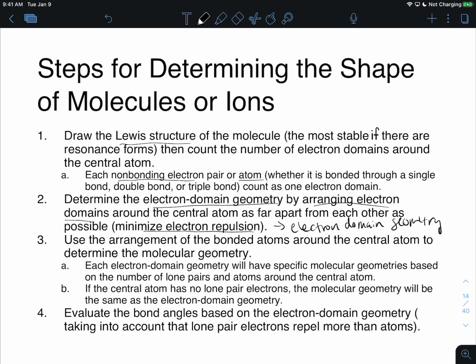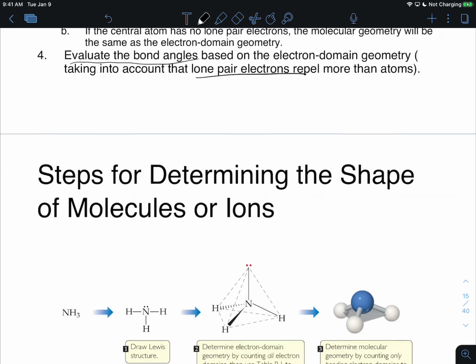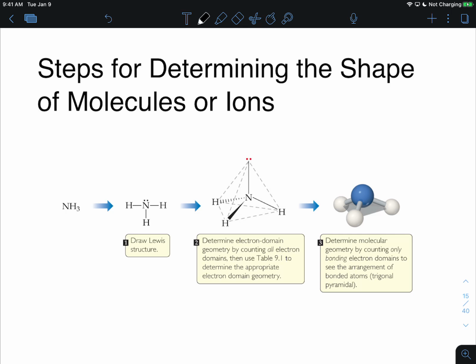Then we can determine the molecular geometry looking at just the arrangement of the bonded atoms. And we're going to lastly evaluate our bond angles based on our electron domain geometry and taking into account the fact that lone pair electrons are going to repel more than atoms. So, take our structure, we form our Lewis structure, we determine our electron domain geometry by counting our electron domains. Then looking at our bonding versus non-bonding electron domains, we can determine our molecular geometry.